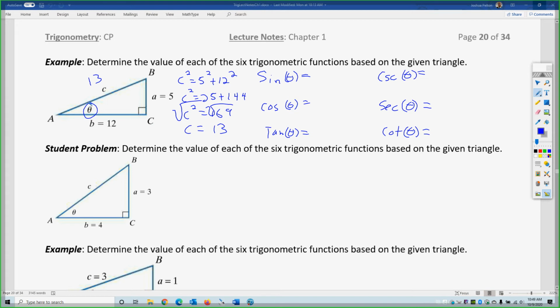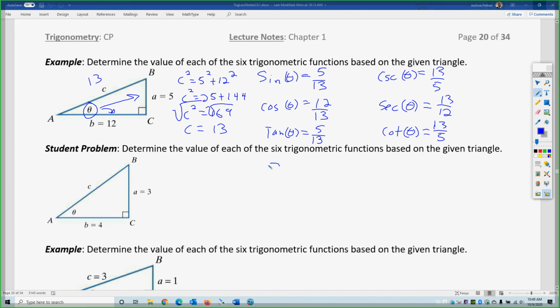So if I use this angle here, which is the given angle, that is my opposite. So 5 over 13 is opposite over hypotenuse. And that is my adjacent. So that's adjacent over hypotenuse, which is cosine. The last one is tangent, which is opposite over adjacent. Okay? Then do the reciprocals to get the other functions. So you get 13 over 5, 13 over 12, and 13 over 5. Let me fix that 13 there. Okay, pause the video, try the student problem.